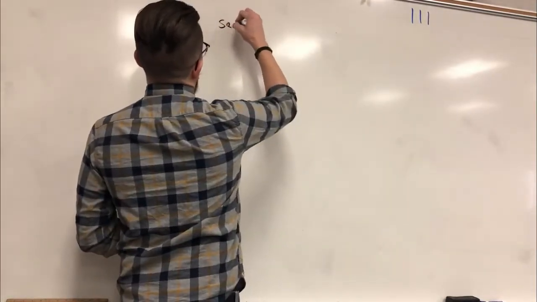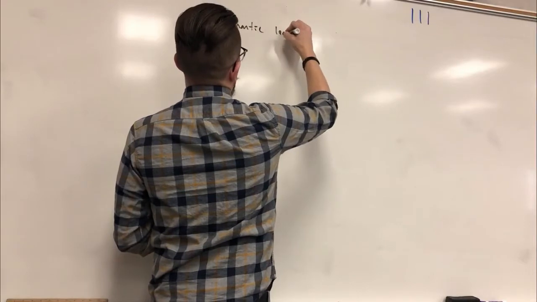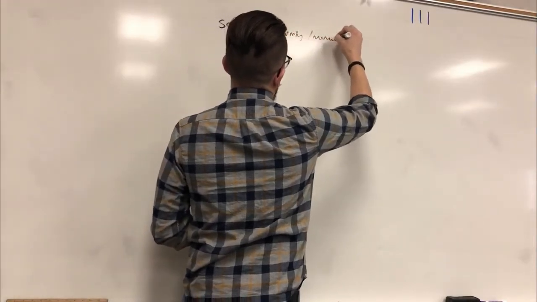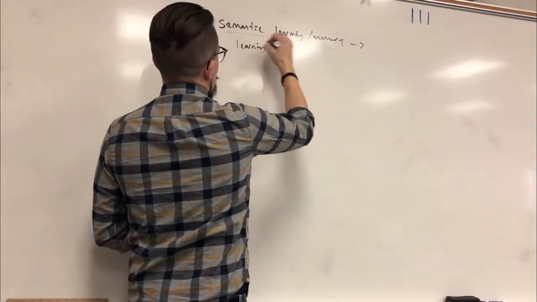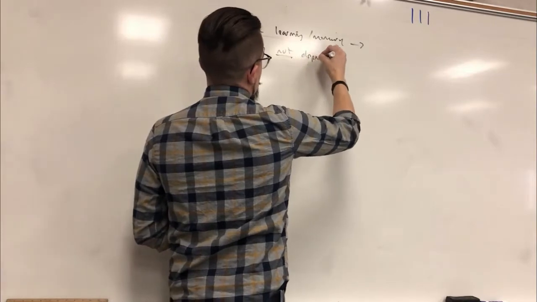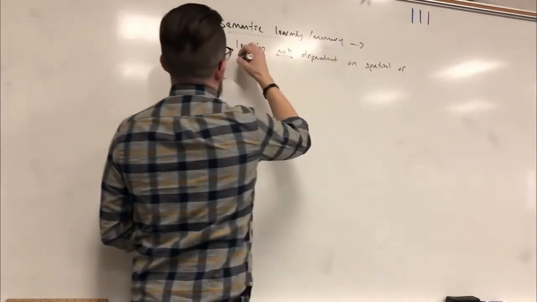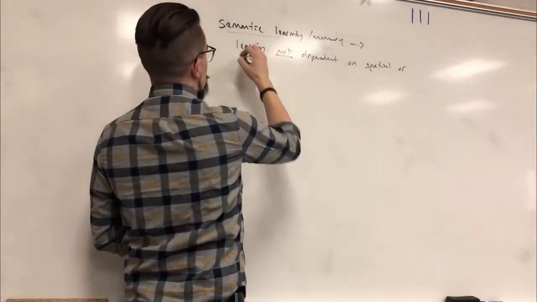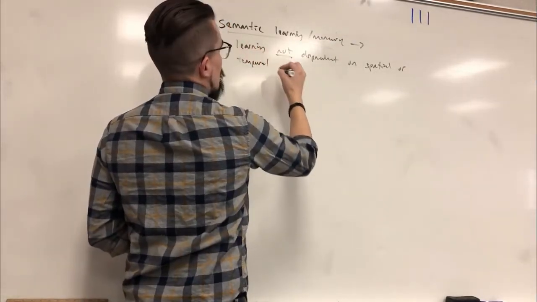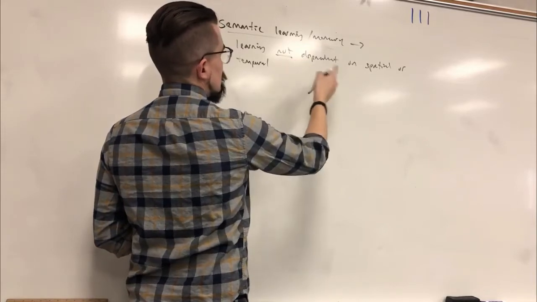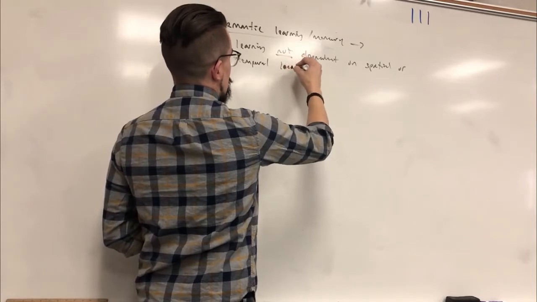So this, and it might make more sense once I give you the alternative here. Semantic learning, or in this case, memory. This is learning not dependent on spatial or temporal, which means like in time, like remembering that moment, or temporal location, spatial or temporal location. Yeah, there we go. Location.